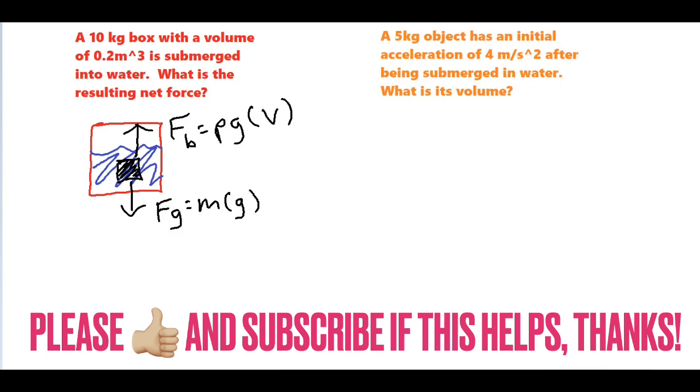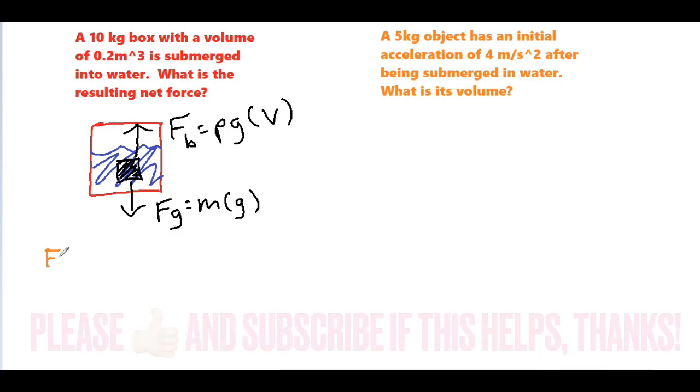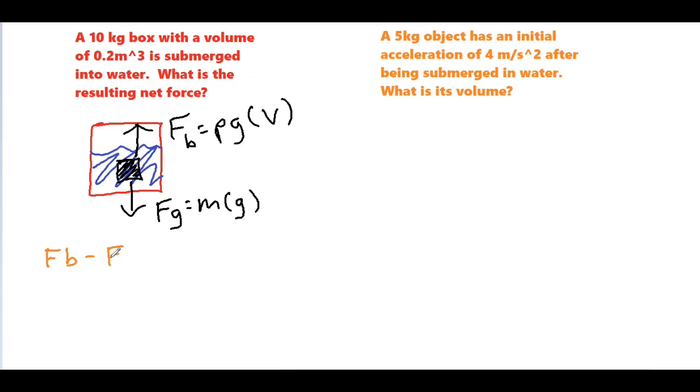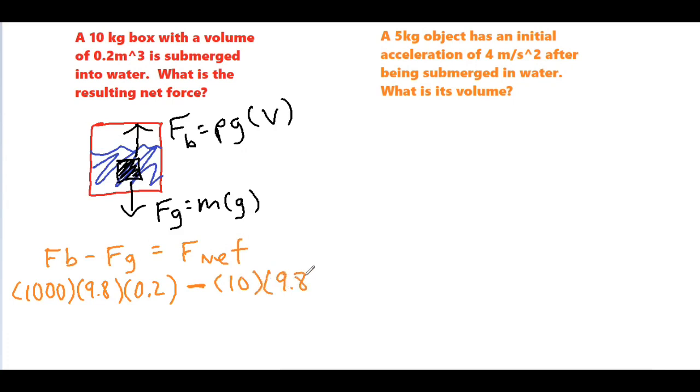So we have FB minus FG equal to our net force. So for our buoyant force, we have rho, which is the density of water, which is a constant of 1,000 kilograms per meter cubed, times 9.8 times the volume of 0.2, and then minus our mg, which is 10 times 9.8.